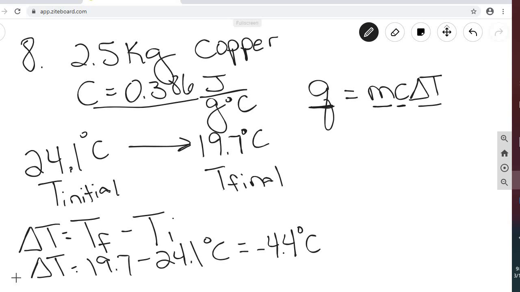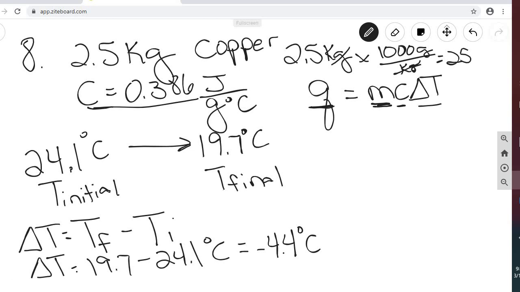Then the only other thing you have to realize is the units for specific heat are joules per gram per degree C. Therefore, the mass needs to be in those same units. So we need to convert this 2.5 kilograms to grams. There are 1,000 grams in a kilogram, so this will be 2,500 grams. Now we have everything that we need to plug into the equation.